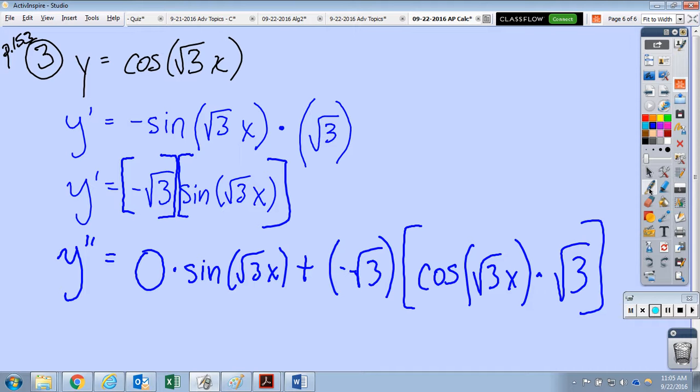Just make sure you're able to have little compartments in your head. Like, I'm doing this, and then now I'm doing this, and the derivative of this is this. So take your time and get it correct piece by piece.